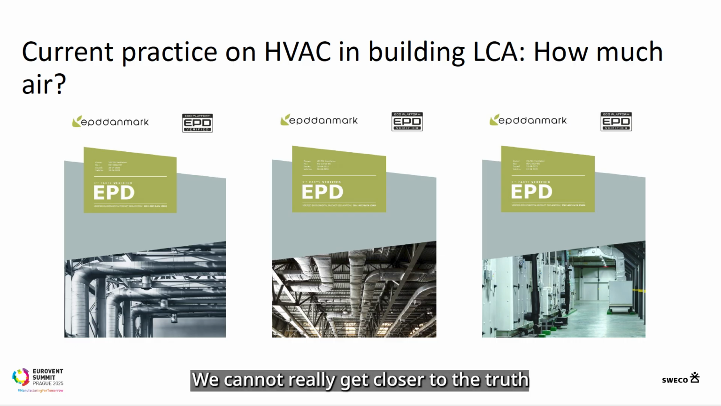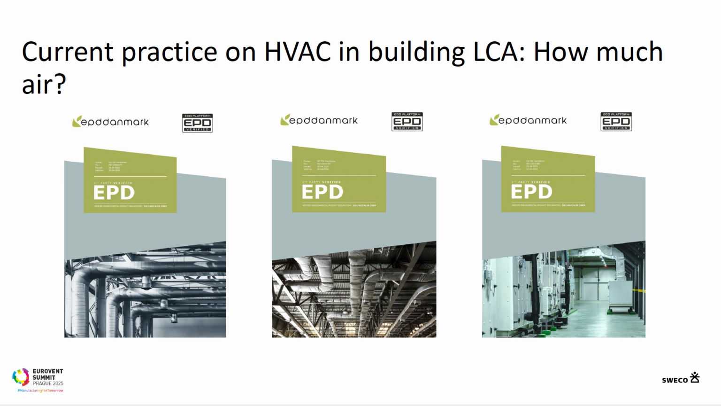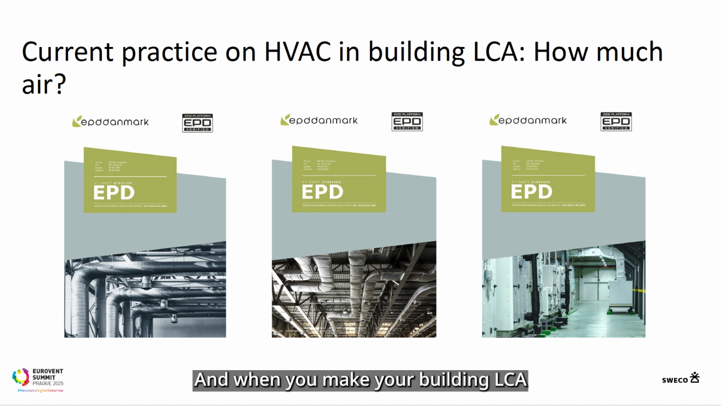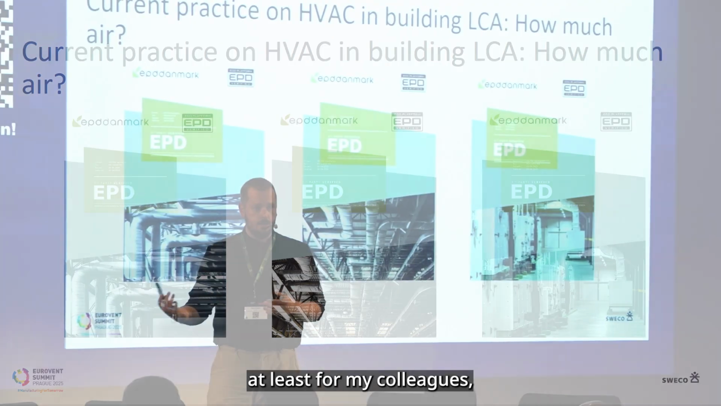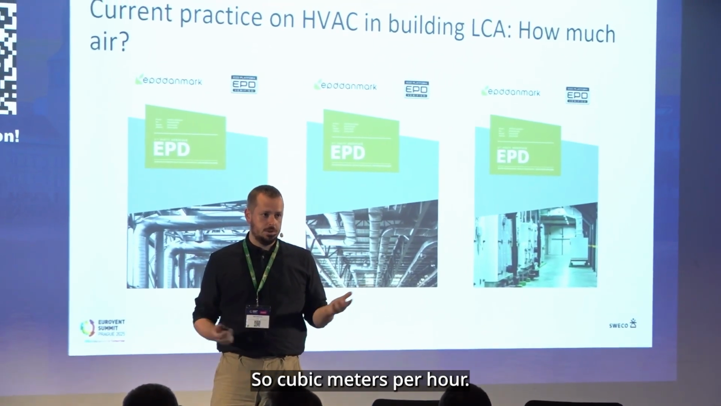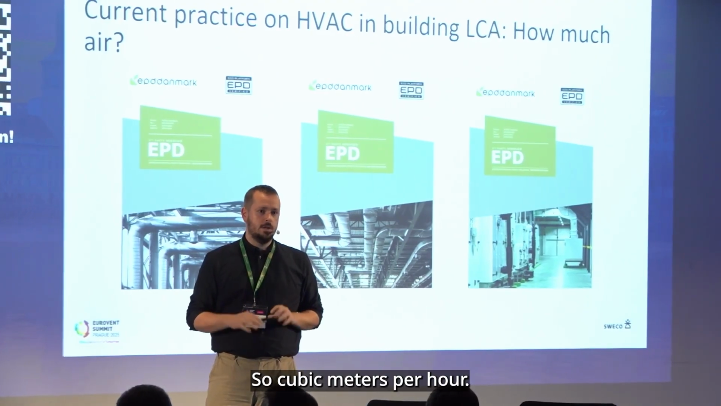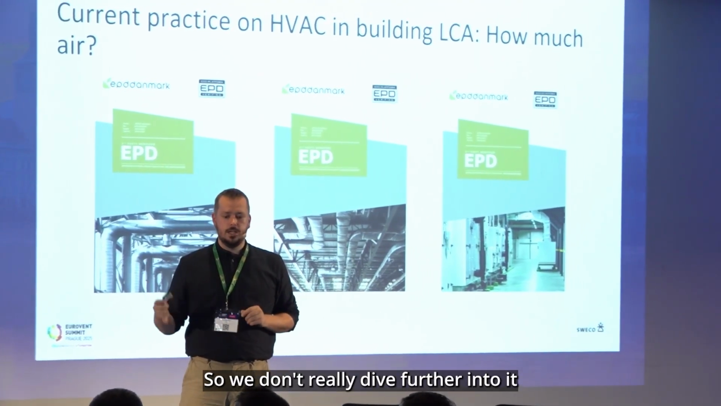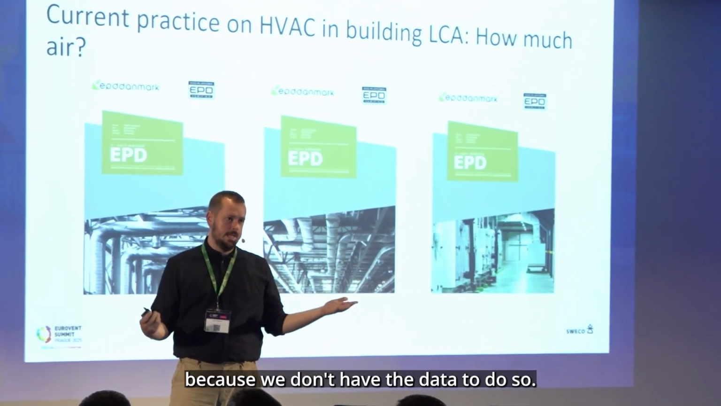We cannot really get closer to the truth until we have more product-specific EPDs. And when you make your building LCA, at least for my colleagues and me, the one dimensioning factor we have is how much air do you need. So cubic meters per hour, that's it. We don't really dive further into it because we don't have the data to do so.